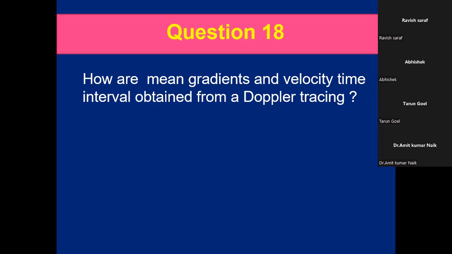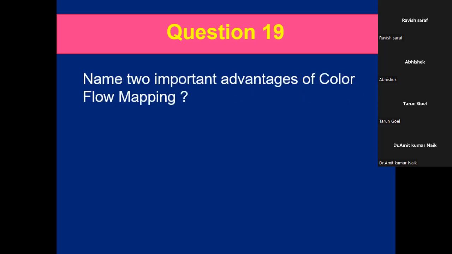All right, good. Two important advantages of color flow mapping. Sir, color flow is important in stenosis and regurgitation, where we see the back flow, and it also helps in stenotic lesions. It tells you about the direction of blood flow. It tells you about turbulence.